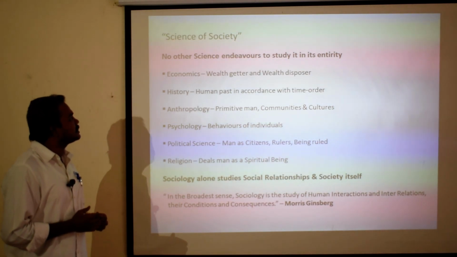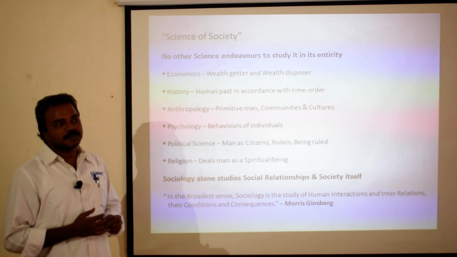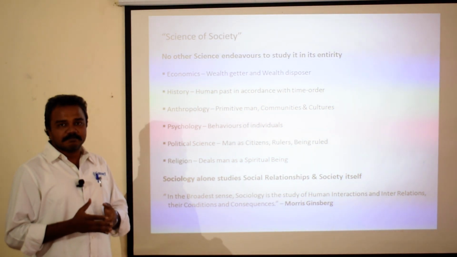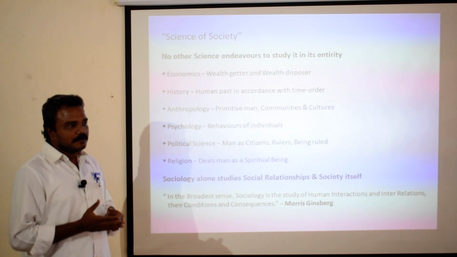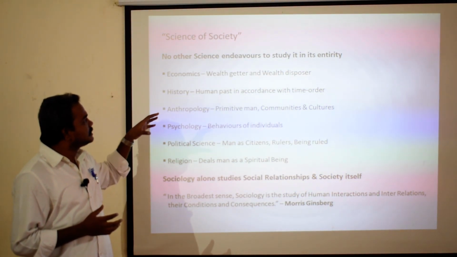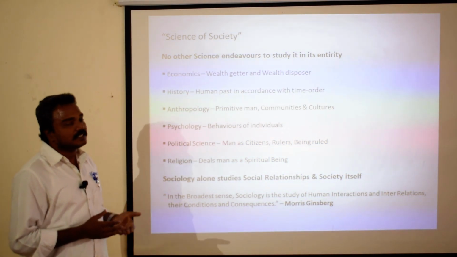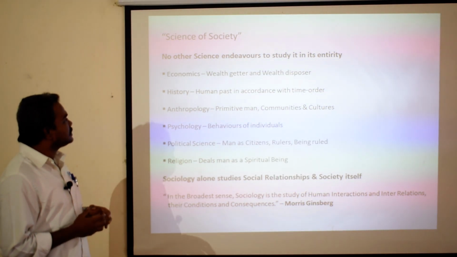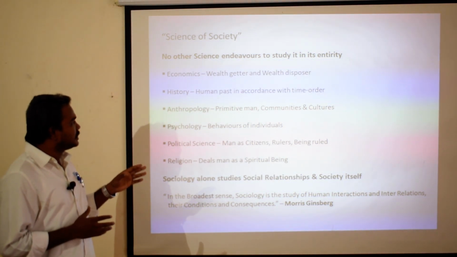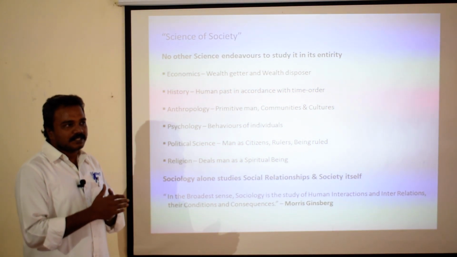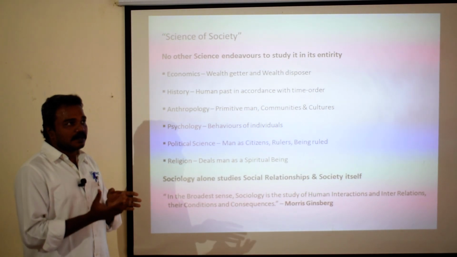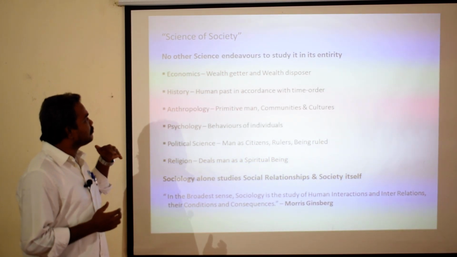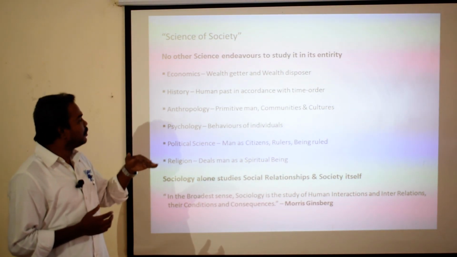Economics: wealth getter and wealth disposer. Economics always deals with the wealth getter. It also deals with man and society, but specifically with the wealth getter and the wealth disposer. History always deals with the human past in accordance with time order. There also it revolves around humans, but only based on their past life and the time order.